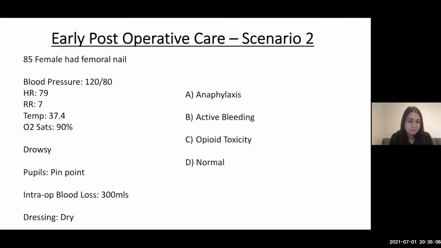So the answer for this one is opioid toxicity. So the key signs in this scenario for opioid toxicity are: number one, their respiratory rate is extremely low at 7. The pupils are pinpoint and the patient is very drowsy. And if you think of intraoperatively and also just post-operatively in recovery, we give lots of patients opioids. So we give them morphine, we give them codeine. So it's definitely important to check the anesthetic note and see what's happening.